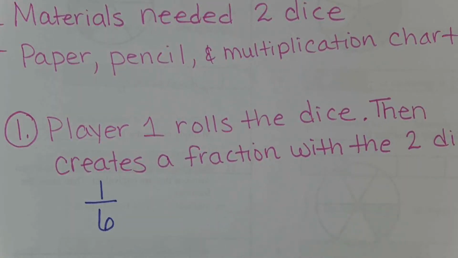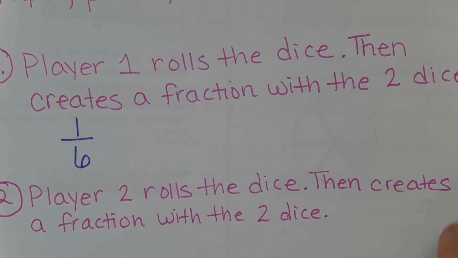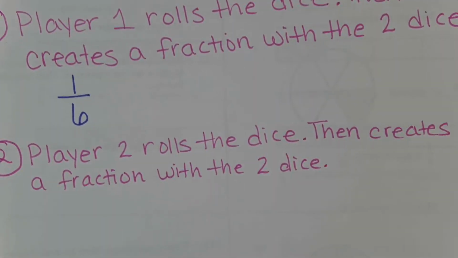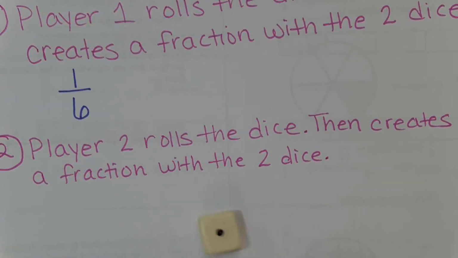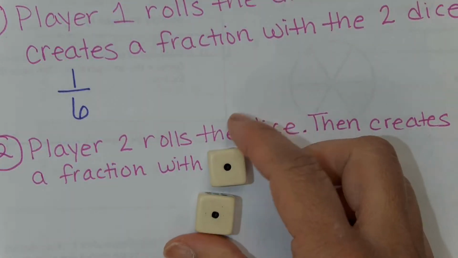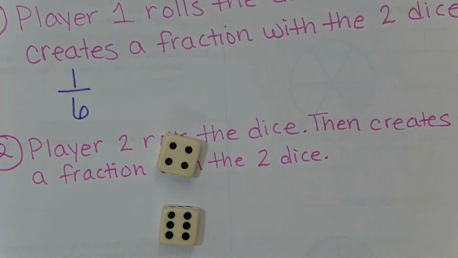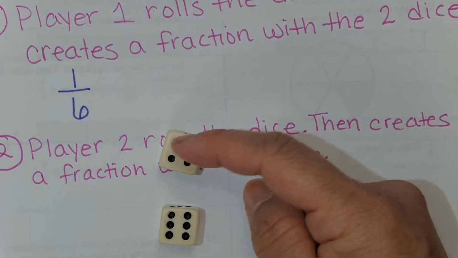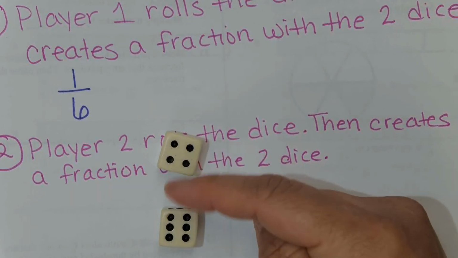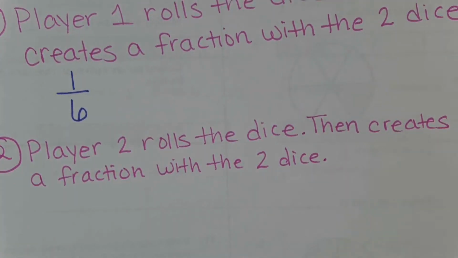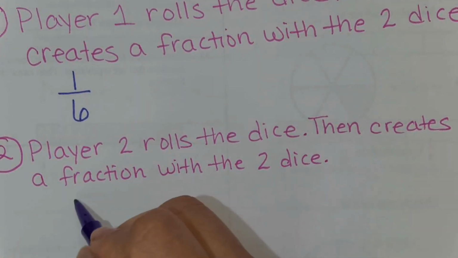Okay, so player 2 follows the same procedure. So player 2 rolls the dice, then creates a fraction with the 2 dice. 1 over 1, well, that would be a whole number, so let's roll again. 4 over 6. Remember, your top number, your numerator, has to be less than your denominator. So I created 4 over 6. So player 2 rolled 4 over 6.